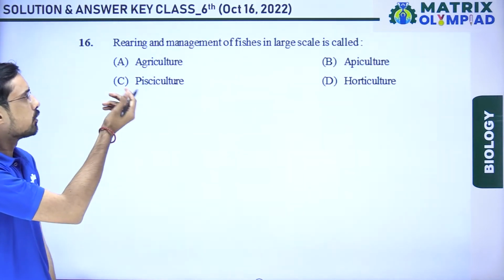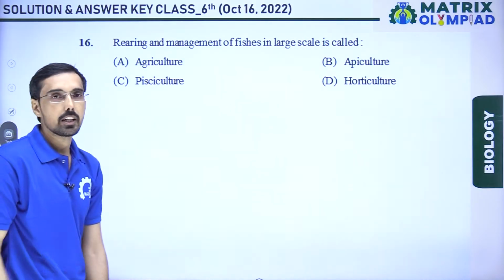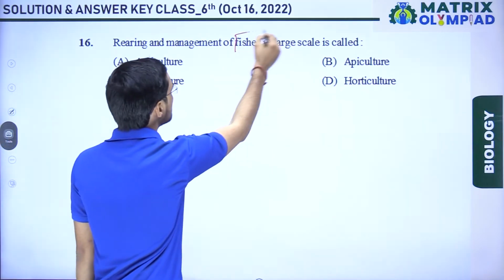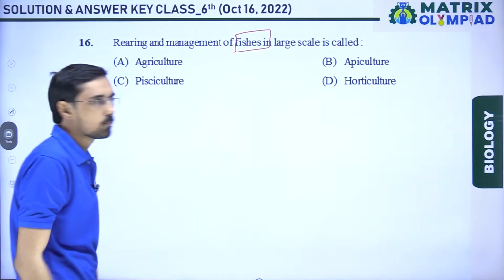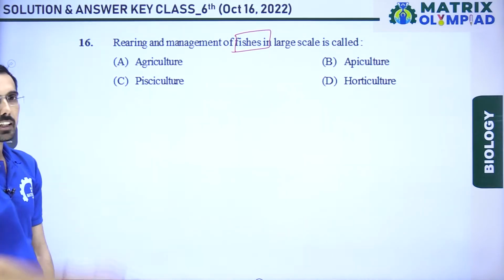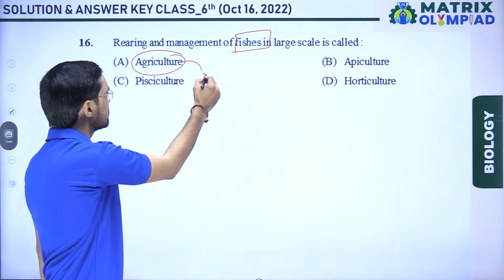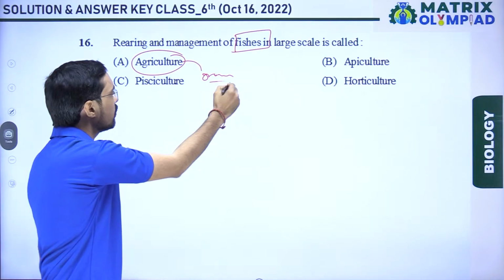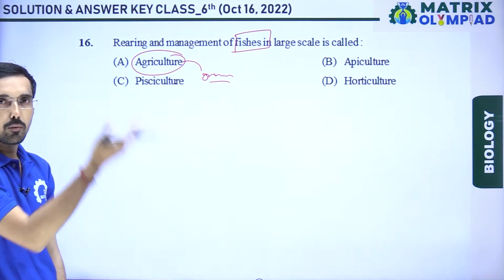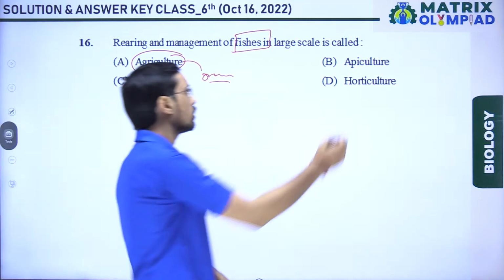Rearing and management of fishes on a large scale. Rearing is about caring for any animal, and here the question is asking about fishes. The first option is agriculture. Agriculture is basically all about the growing of crops. Growing the same crops on a large scale is known as agriculture.